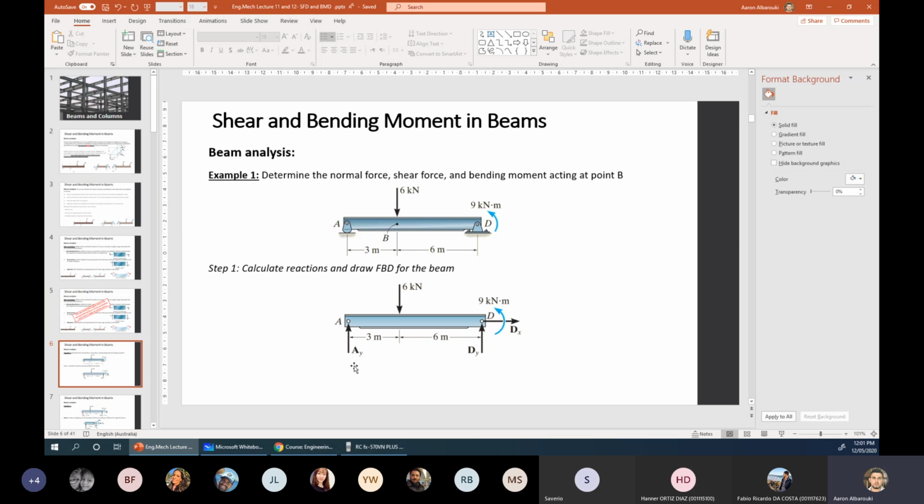So if we take this example here, and we follow the procedure, if I'm asking you the question, determine the normal force, shear force, and bending moment at point B. I need to know what the values are for shear force, normal force, and bending moment at point B. Why is that, you may ask? Why are we going through all this headache? Because think about it, guys.